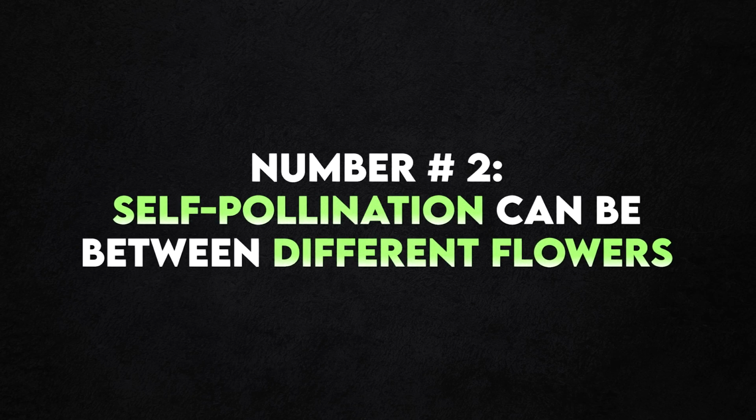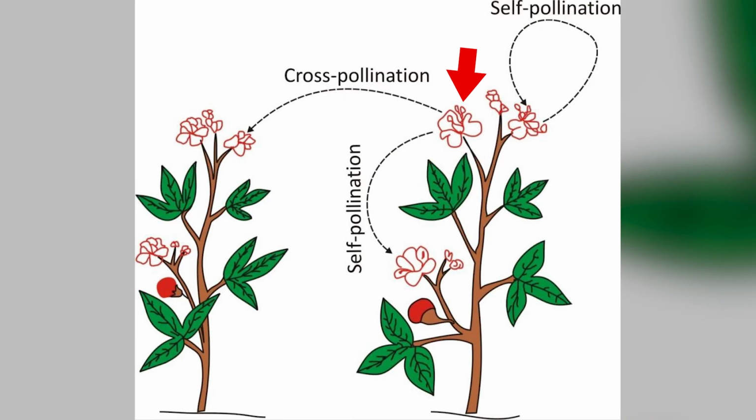The second mistake is that some students think self-pollination can only occur within the same flower. But actually, the definition of self-pollination is that it's just within the same plant. So oftentimes, plants have more than one flower, right? And if pollen grains come from this flower and they get transferred to this flower on the same plant, then it's still considered self-pollination. So the self is not about within the same flower, but rather within the same plant.